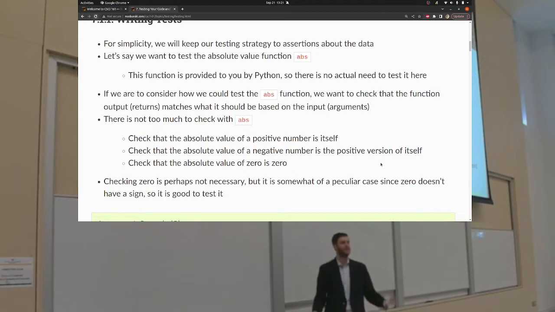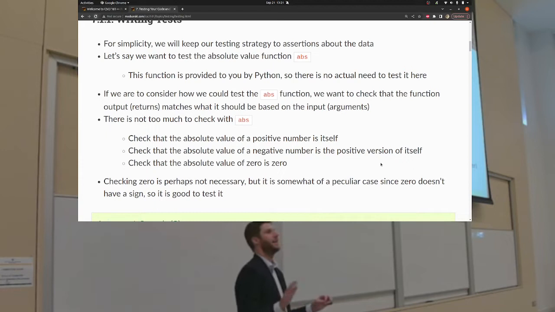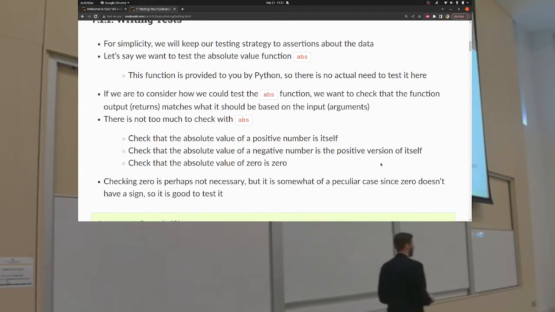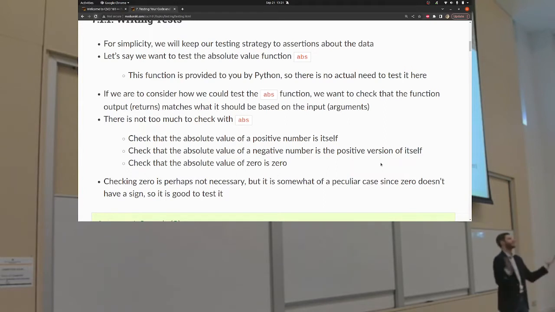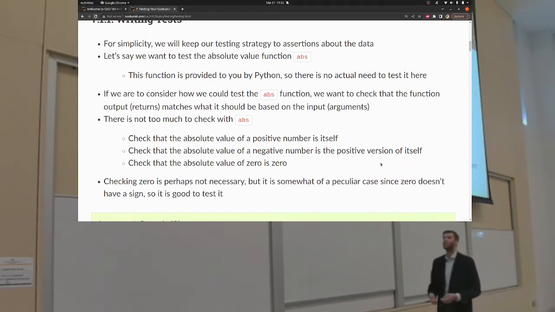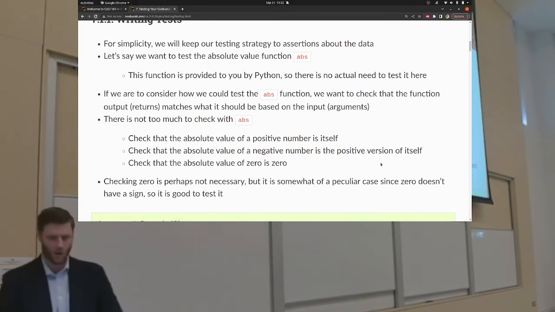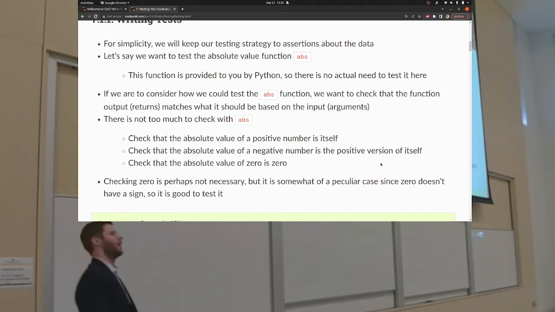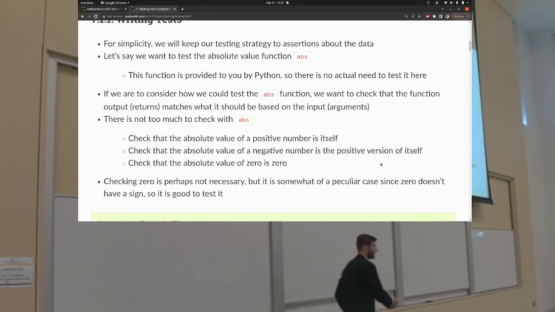For those of you that don't remember, absolute value is a very simple function. All it does is give the positive version of any integer you give it. So if I give it the number 5, it just gives me 5 back. If I give it the number -7, it gives me positive 7 back. That's how absolute value works. So we can test it with assertions. We want to make sure we're thorough, though. With absolute value, there's really not a lot that we might want to test. I want to test that if I give it a positive number, it gives me a positive number back.